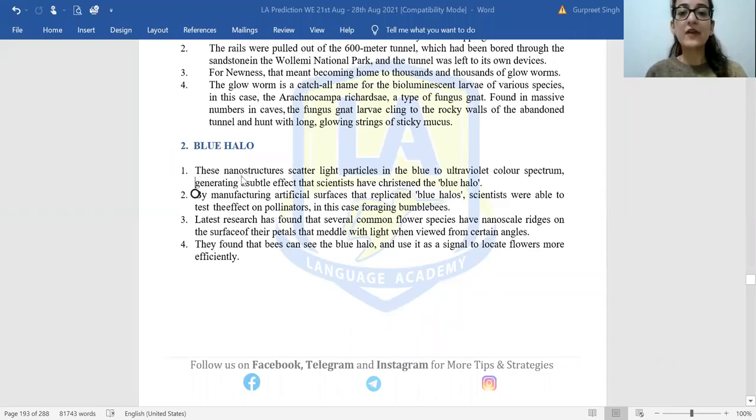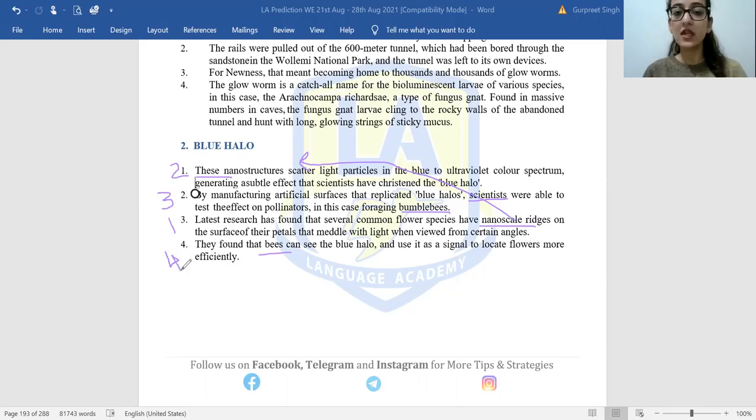So the final answer after the hints which we marked, got unmarked, which was these, and here we have scientists. Here we had bumblebees and only bees, and here we had nanoscale ridges. Right, so now looking at the final answer, what we'll have first is: latest research has found that several common flower species have nanoscale ridges, because this is the topic. What is the topic about? That we are talking about a research on common flower species. And then nanoscale ridges will make reference to these nanostructures. And after that, we already had a pair made, that scientists will come first here and then will come they found.